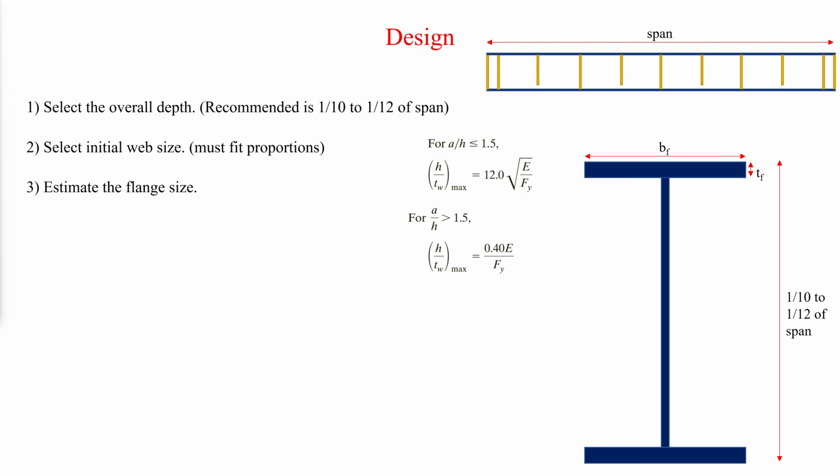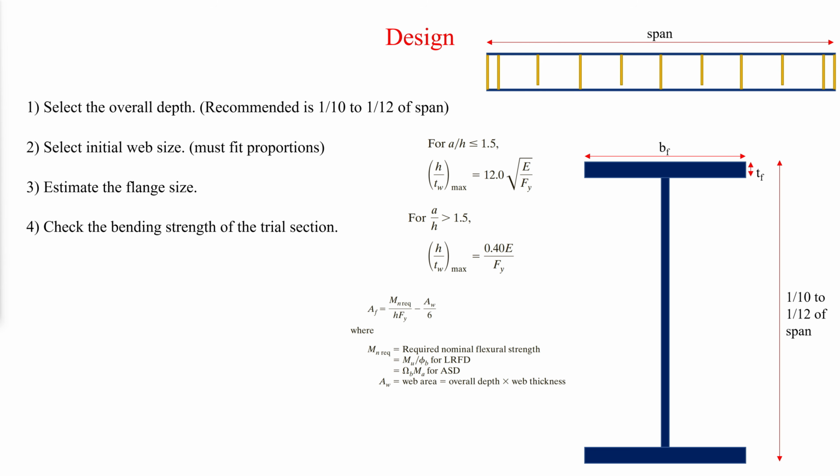Then estimate the flange size. The required flange area can be estimated from a simple formula derived by assuming that compression flange buckling will control. After that, check the bending strength of the trial section. Then check shear and proportion the intermediate stiffeners to satisfy the provisions of AISC G2.3.